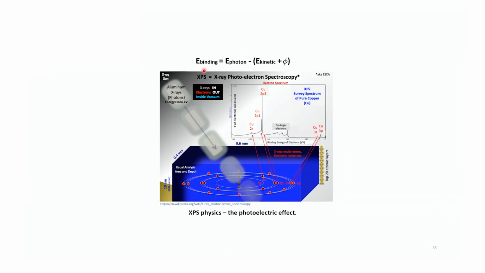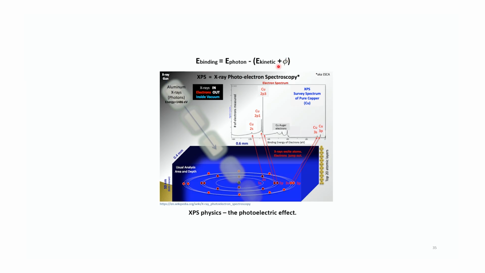So, what is happening is, photons are coming from here, that is the X-ray gun, and the X-rays go onto your sample, and from the surface the X-rays excite the atoms and electrons jump from here, and electrons jump from here, and you calculate the kinetic energy of these electrons. Then you calculate your binding energy from this formula. E binding is E photon minus E kinetic plus a constant, that is a spectroscopic constant.